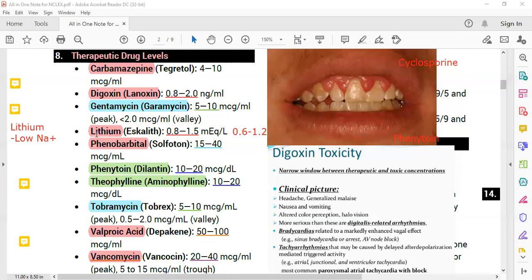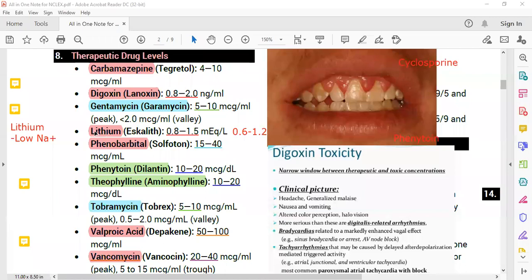Lithium is a mood stabilizer. Therapeutic index 0.8 to 1.5, almost the same as digoxin. Some books say it is 0.6 to 1.2. Lithium toxicity develops if it is more than 1.2. If the lithium toxicity is very severe, the patient develops nephrotoxicity, cardiac toxicity, and hypotension.